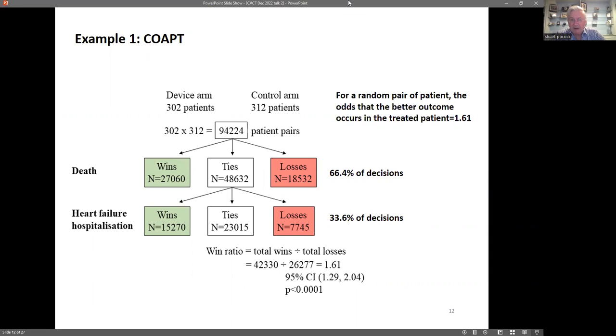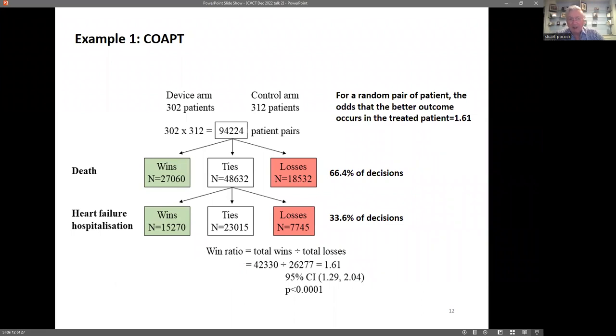There, we found more wins and losses, more wins on the device arm than there were on the control arm. So 15,000 or so versus 7,000 or so. I'm putting the wins on the device arm in green and the losses on the control arm in red. And the ties are left with 23,000 where you couldn't untie them on the basis of hospitalizations or deaths, because probably they had a clean bill of health, both patients in those pairs, neither event happened.